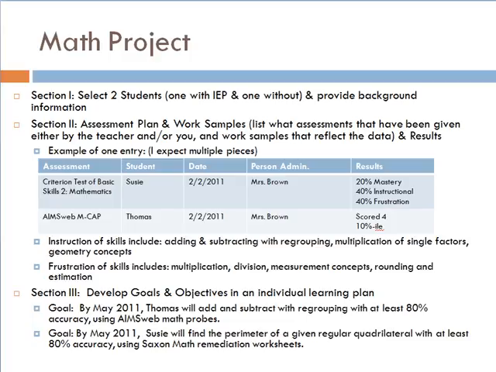I could do Thomas, where I gave him the Ames Web MCAP, and I noticed that he scored a 4. At this point of the year in a benchmark, a 4 puts him at the 10th percentile. Clearly, the student is significantly behind his peers when it comes to that assessment. Looking at that assessment and determining what I need to do to get that student caught up with concepts and applications. So next is section 3, developing goals and objectives.